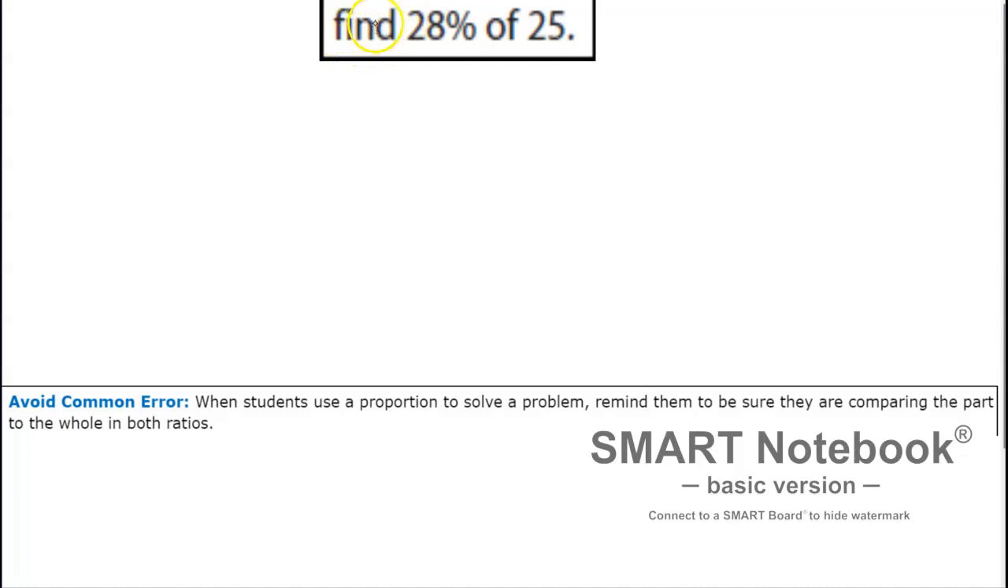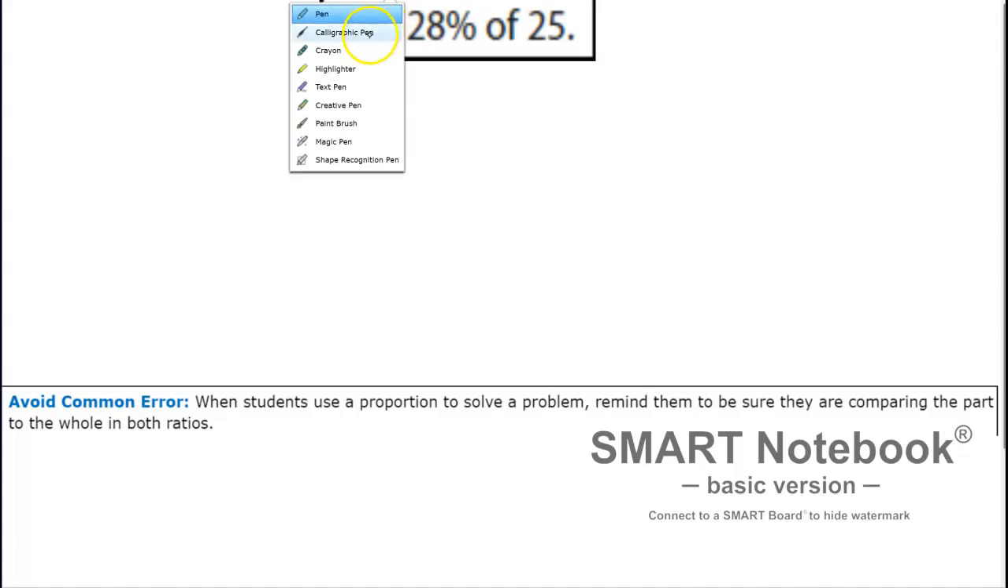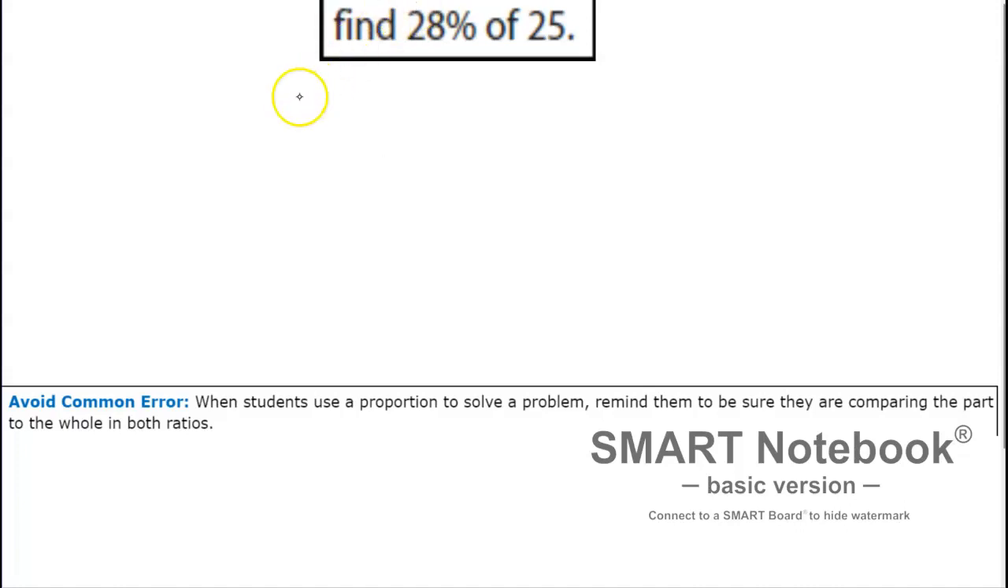9.3, specifically find 20% of 25. So we're going to put on display what you either have in your toolbox or what you'll have at the end of today, okay, for sure. So find 28% of 25. Of means multiply. We'll talk about that more in class, okay?